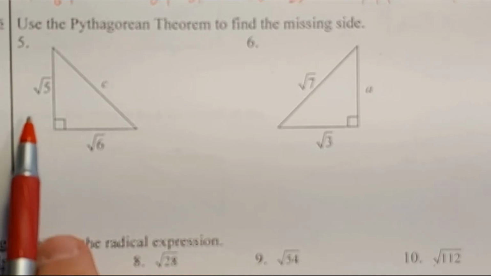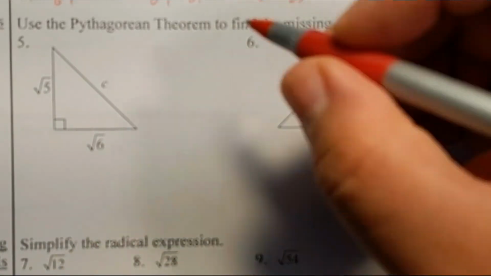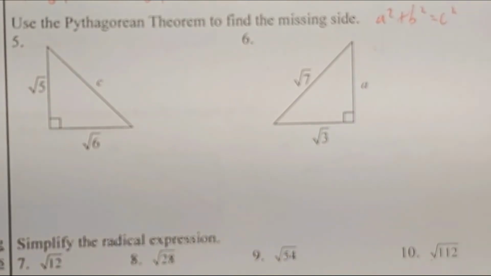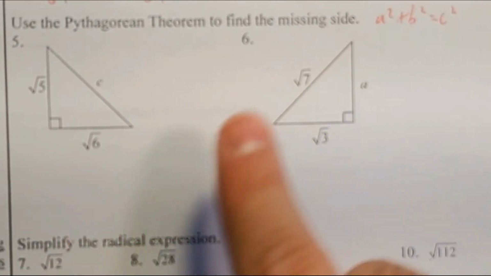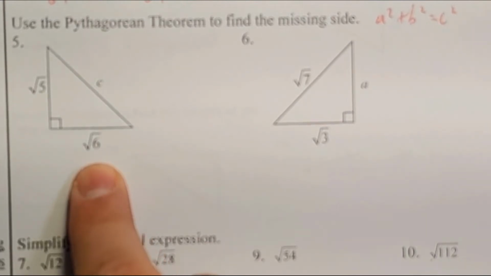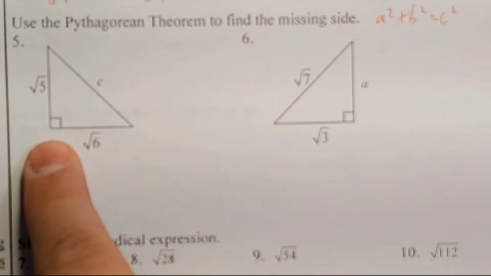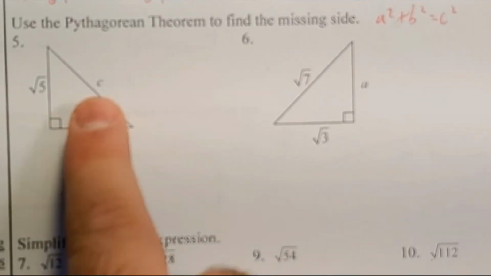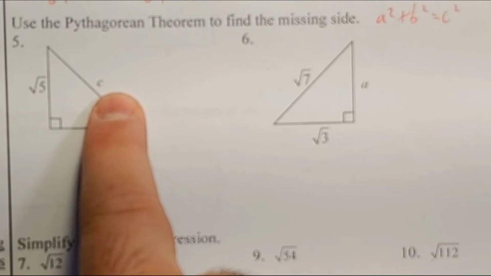For this next section, we're using the Pythagorean theorem, and it looks like it's going to be so much more difficult, but really it's not. Because remember, Pythagorean theorem was a squared plus b squared equals c squared. These squares are going to cancel out those square roots. So Pythagorean theorem, the two that are touching the right angle, those are the ones we call the legs. That's a and b. C is always going to be the hypotenuse.